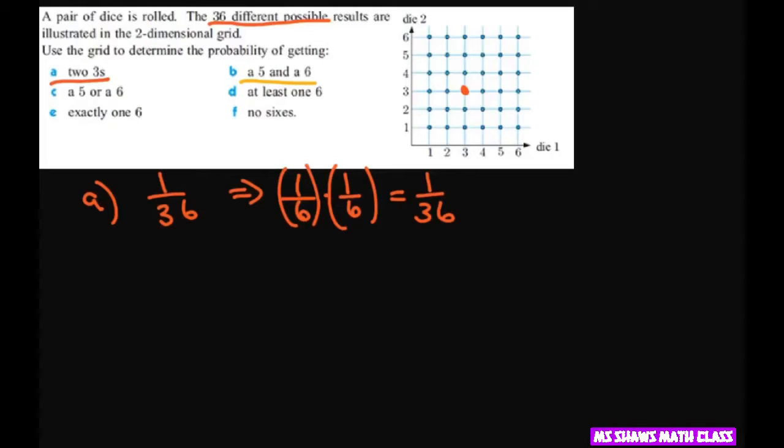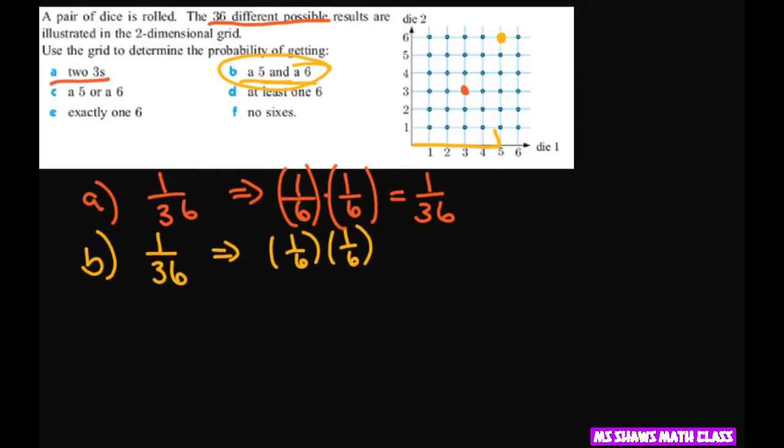A 5 and a 6. If you go in that order, you get a 5 first, then a 6, that would also be 1 out of 36. You could also say, you get a 5, that's 1 out of 6, and a 6 is 1 out of 6. However, if the order doesn't matter, and you could get a 6 first, then a 5, that would actually be 2 out of 36, which equals 1 out of 18.